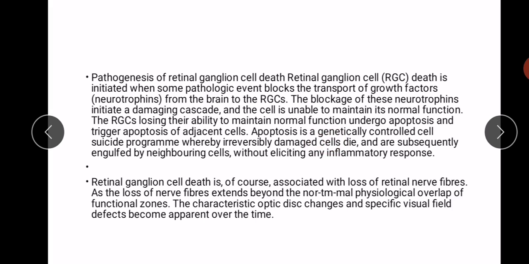Apoptosis is a genetically controlled cell suicide program whereby irreversibly damaged cells die and are subsequently engulfed by the neighboring cells without eliciting any inflammatory response. So, no inflammatory response is produced in case of apoptosis of retinal ganglion cells. Retinal ganglion cell death is of course associated with loss of retinal nerve fibers, as the loss of nerve fibers extends beyond the normal physiological overlap of functional zones. The characteristic optic disc changes and specific visual field defects become apparent over time.